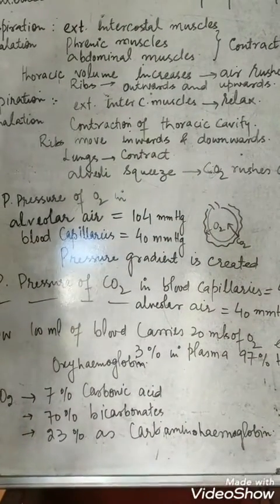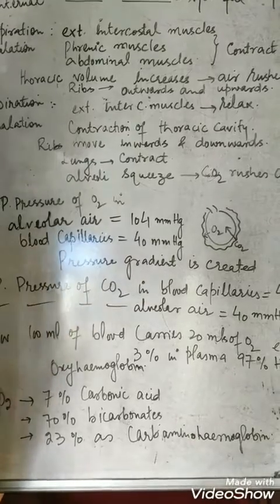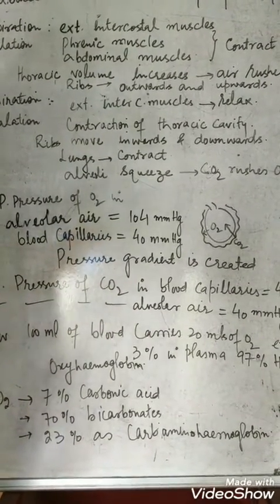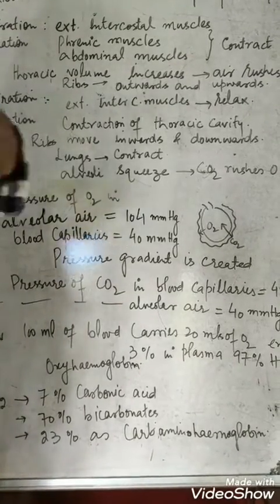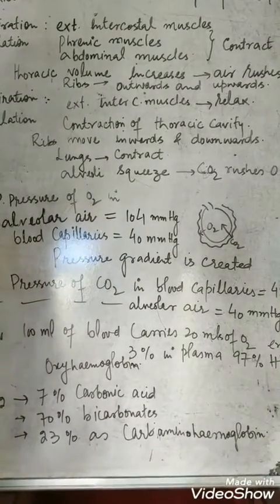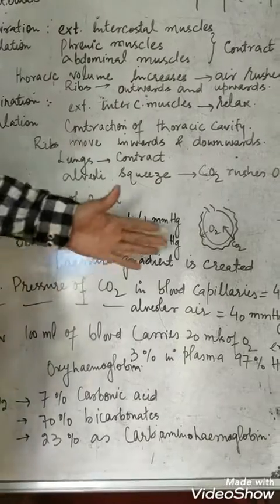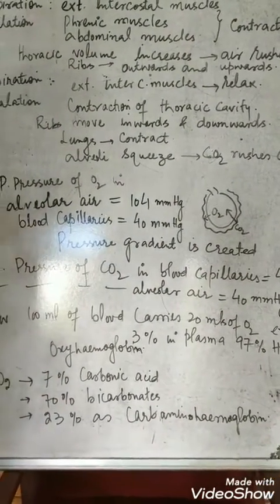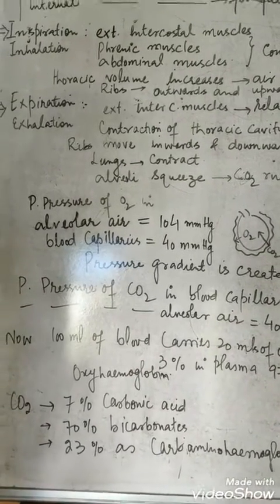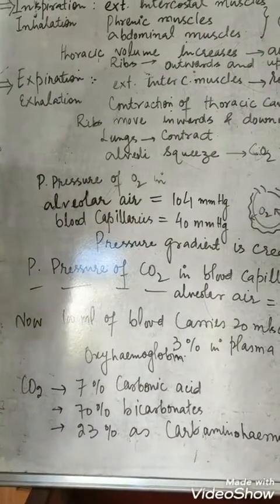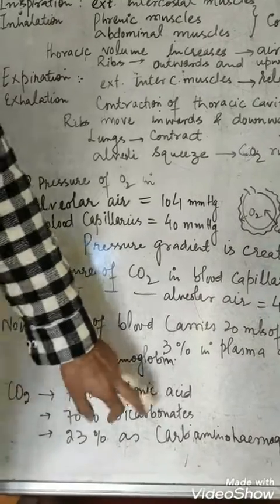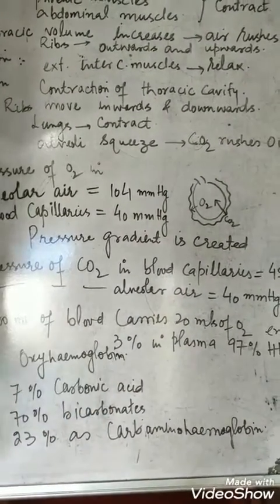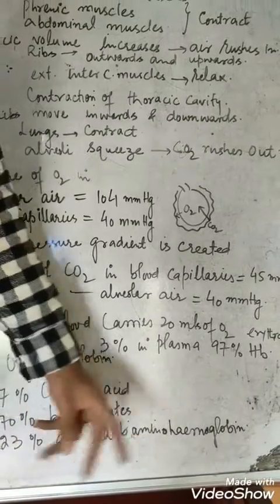Around 100 ml of blood carries 20 ml of oxygen, around 3% in plasma and 97% in the erythrocytes or red blood cells. There is hemoglobin present in the blood, and that hemoglobin mixes with this oxygen to form oxyhemoglobin. Carbon dioxide is also present in our blood. Of the total amount, 7% is present in the form of carbonic acid, 70% as bicarbonates, and 23% as carbaminohemoglobin.